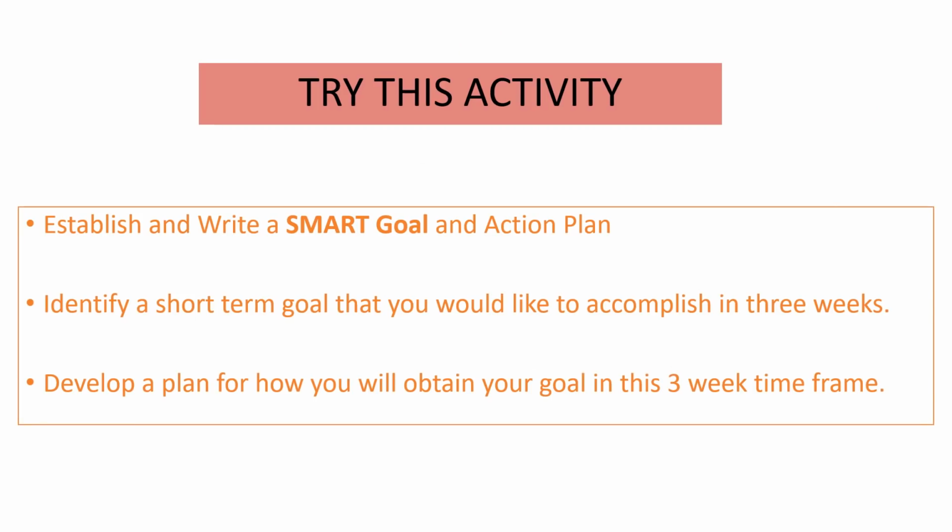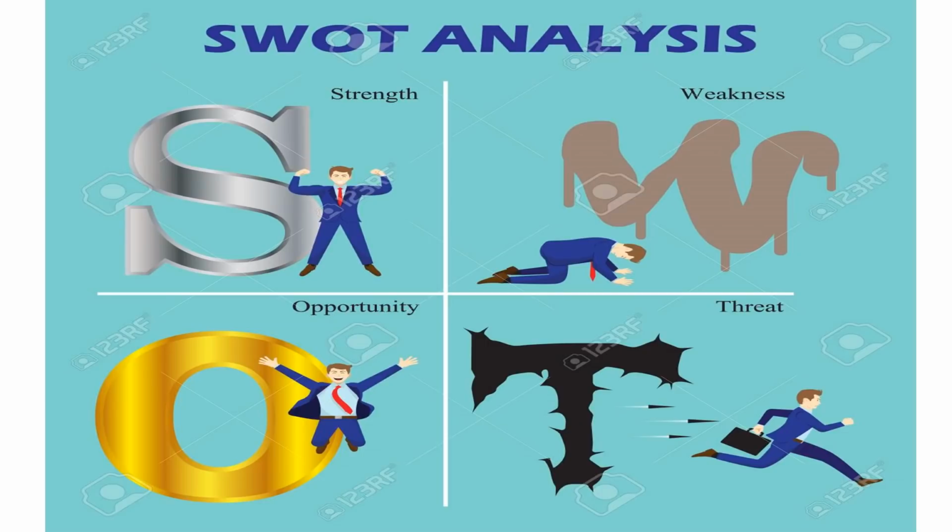Right? Now your task is to establish and write a SMART goal and an action plan using the planning rocket and the slide we used before. Identify a short-term goal that you would like to accomplish in 3 weeks, for yourself. Then develop a plan for how you will obtain your goal in this 3 weeks time frame. So you can use the previous slides for doing this. For writing a short-term goal, you can use a planning rocket, right? So try this activity. This is your task. If you are so interested and you want to do well in this session, please do this.